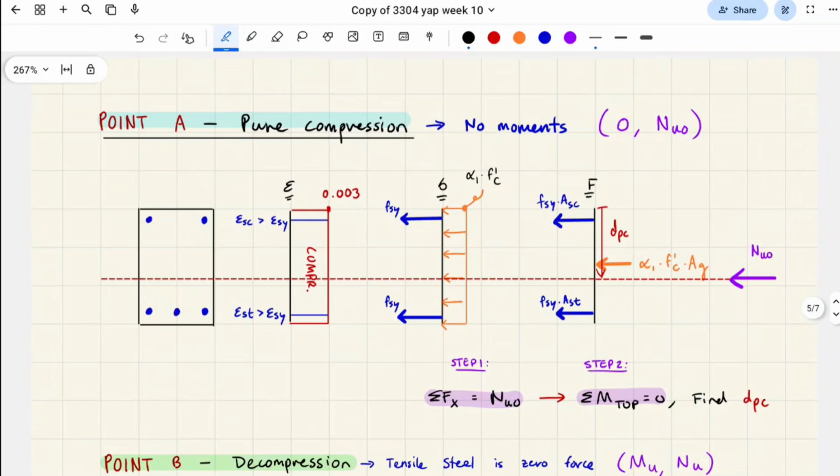All right, so we already talked about pure compression, but just a summary of what I was talking about before. First, you have to find the compression, so you do the sum of the forces, because you need to find the depth to the plastic centroid. That's required for the next few steps. Well, it's not required, but it does make the next few steps a lot easier if you do that. So that's step 2. But you need N_uo to find d_pc.